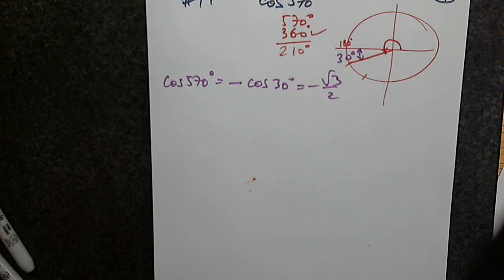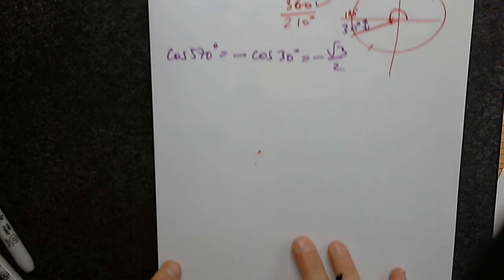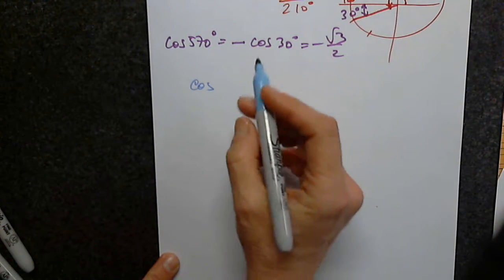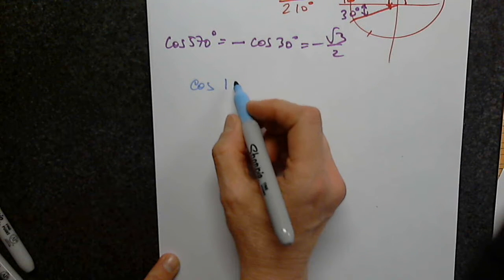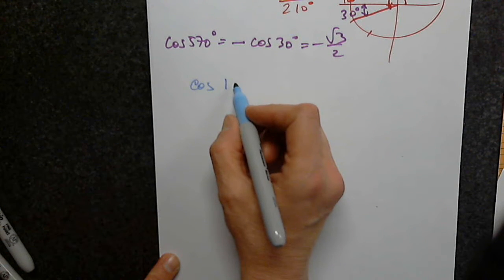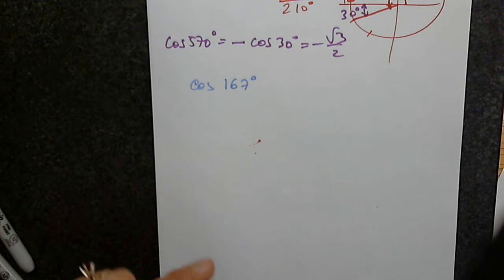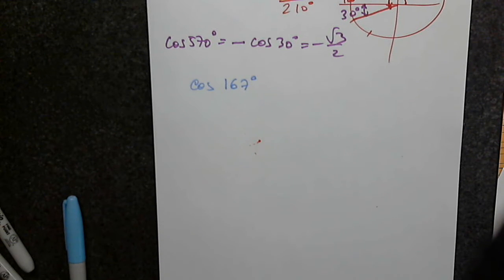Now, what if I'm asked to determine cosine of 167 degrees? Exactly. I can't do it. I can only do it if it's one of the endpoints, or if it's 30, 45, 60. For the rest, my hands are tied. So cosine 167, but you will learn in the next class how to do it without a calculator.